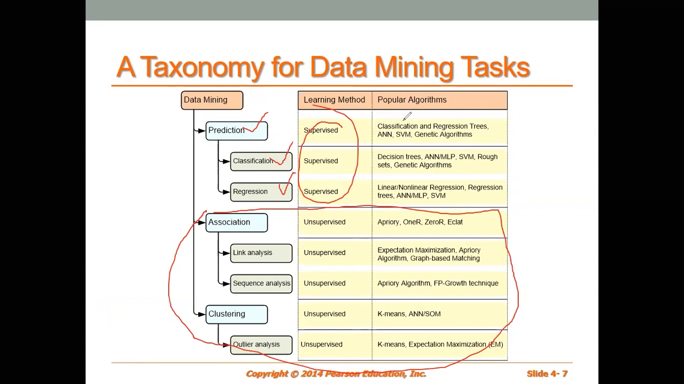So what are the computer algorithms? You don't need to design these algorithms. They already exist. You can find them on Kaggle or in Python, or in the R language you can have the supervised algorithms. We have classification, regression, ANN meaning artificial neural network, SVM meaning support vector machine, and genetic algorithm. And then we have decision trees, SVM, rough trees, genetic algorithms, linear regression. So these are all supervised algorithms.